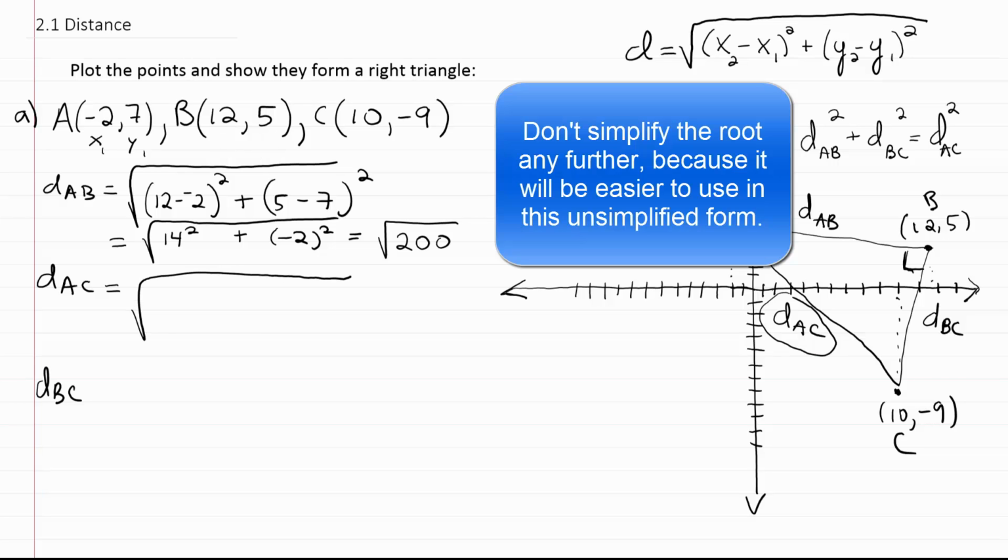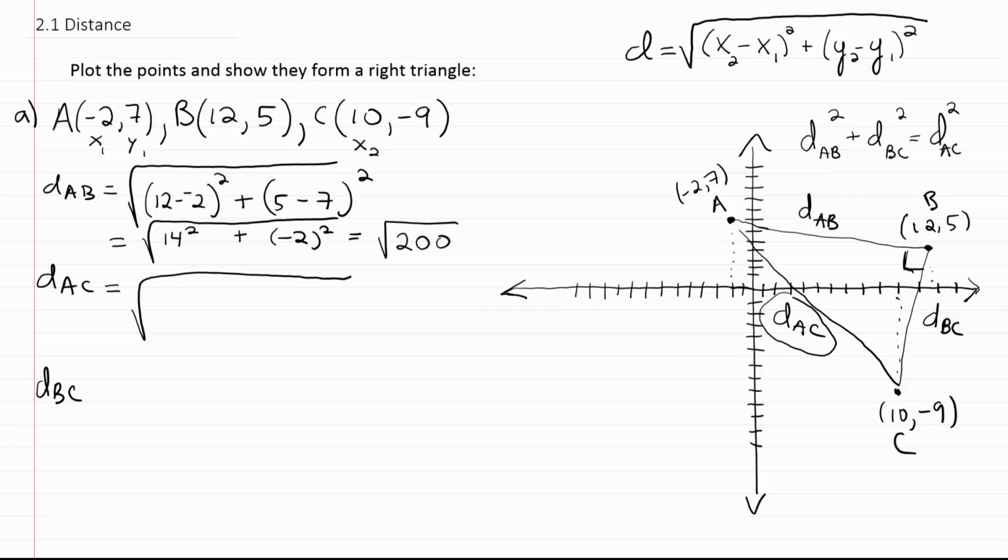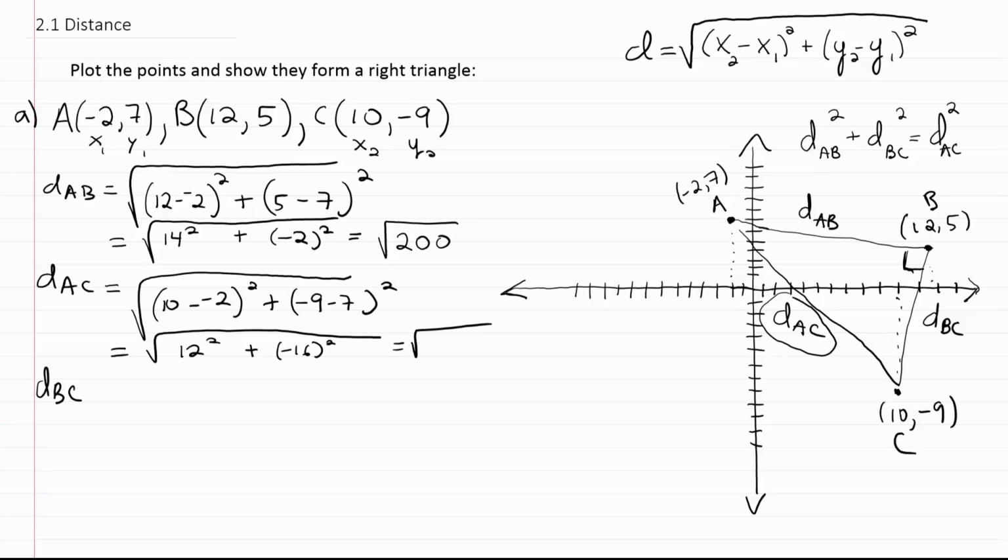All right, let's look at distance AC now. For the distance AC, let's label the point C as x2, y2 now. And we'll go ahead and use our parentheses squared plus parentheses squared under the radical approach. So it'll be 10 minus -2, and then -9 minus 7. All right, and that formula will then simplify to 10 plus 2, or 12 squared, plus (-16) squared, which is the same as the square root of 400.